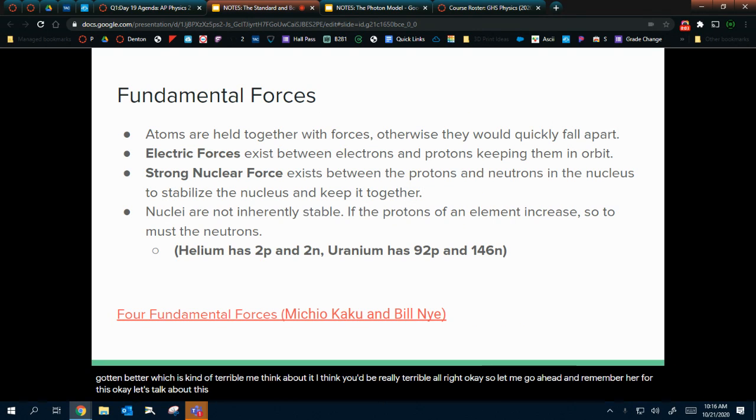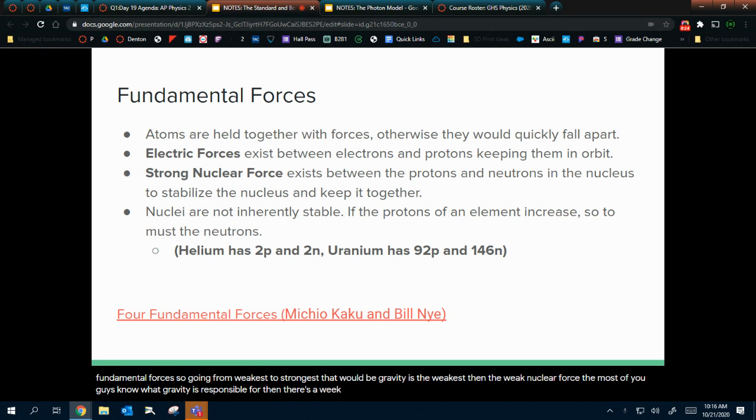Let's talk about this. We're talking about the four fundamental forces. In physics right now, we believe that there are four fundamental forces. Going from weakest to strongest, gravity is the weakest, then the weak nuclear force. Most of you know what gravity is responsible for.